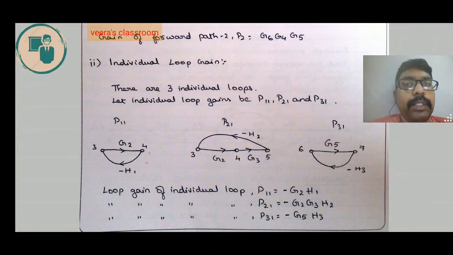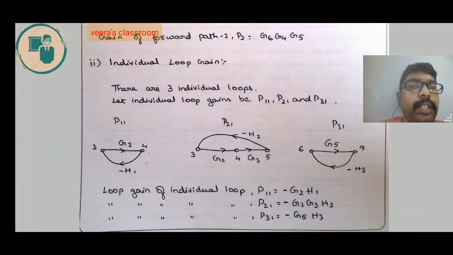When you compare the first loop and the third loop, the first loop has only 2 nodes, that is 3 and 4. The third loop has 2 nodes, that is 6 and 7. So there are no common nodes at all. So these 2 loops will definitely be called non-touching loops.